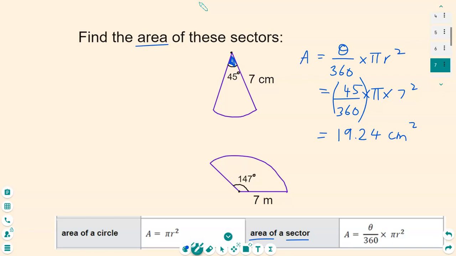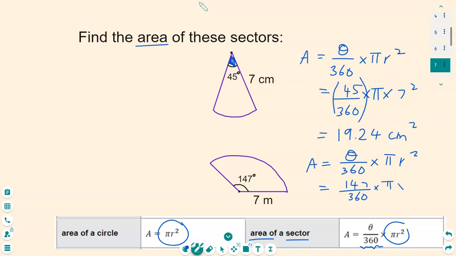Again, a sector is a fraction of a full circle. Let's write it for here. Formula, substitute. So theta is 147 over 360 times pi times 7 squared. 147 over 360 in brackets, keep it in brackets in your calculator, times pi times 7 squared.